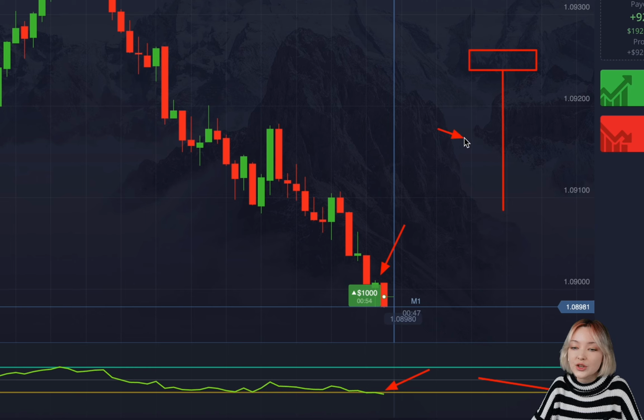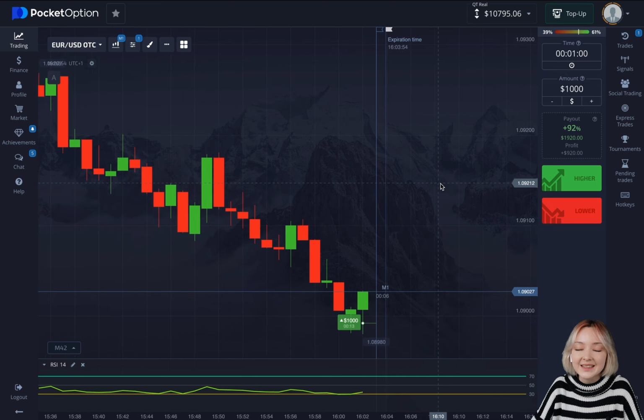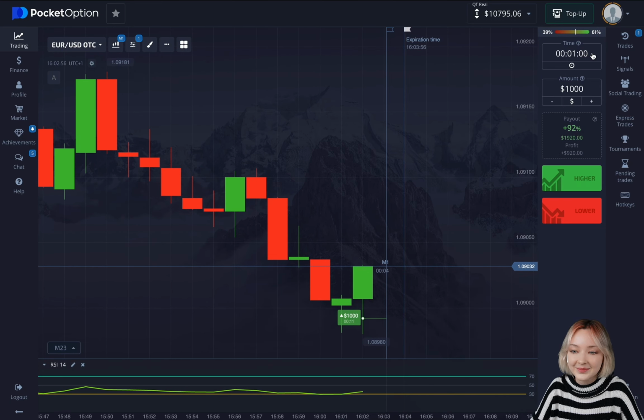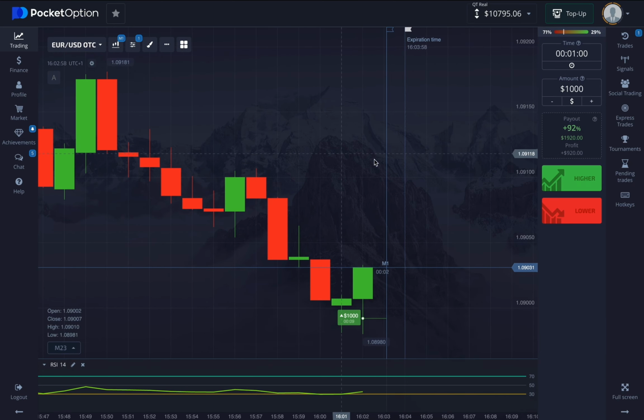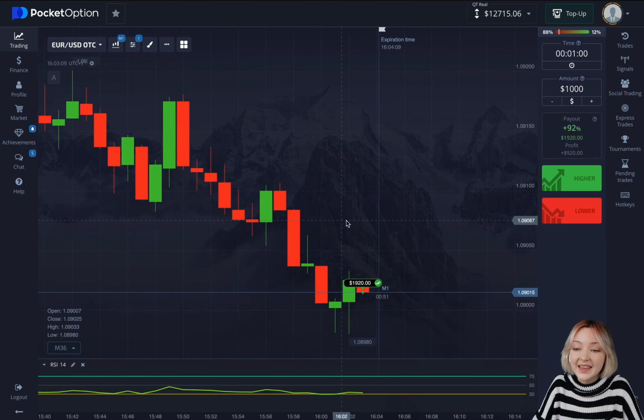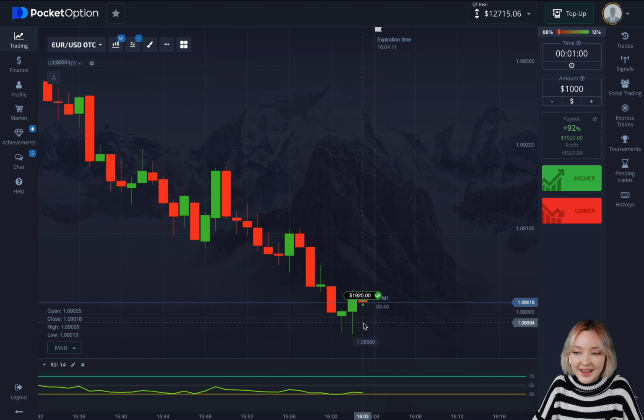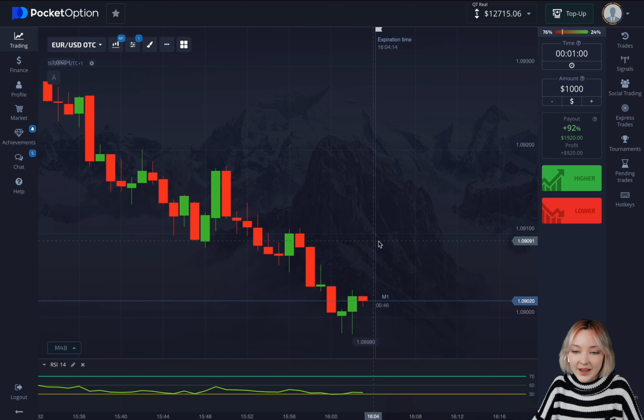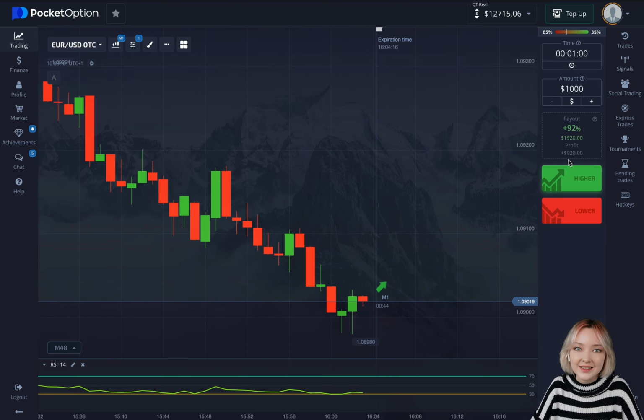Basically, the candle used to be red at some point, but then the buyer power took over the market and pushed the entire sold volume up, which is exactly why this downwards shadow formed. Overall, the signal is to buy, so we're placing a 1-minute upward trade and waiting for the result. Let's see. So the signal worked out amazingly. The next candle is green, a rising one. So we've successfully earned another $920.